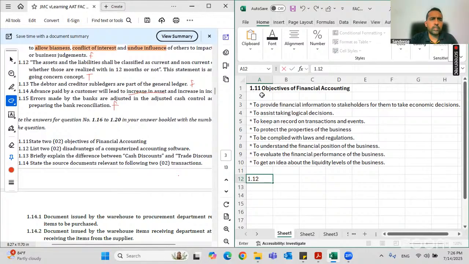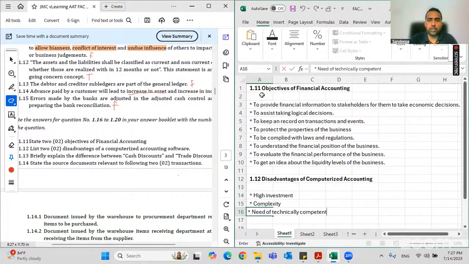1.12. List two disadvantages of computerized accounting software. Disadvantages of computerized accounting. What are the disadvantages? Now, definitely there's a high investment involved. High investment. That's a definite disadvantage. And complexity is a disadvantage. And need of technically competent employees.